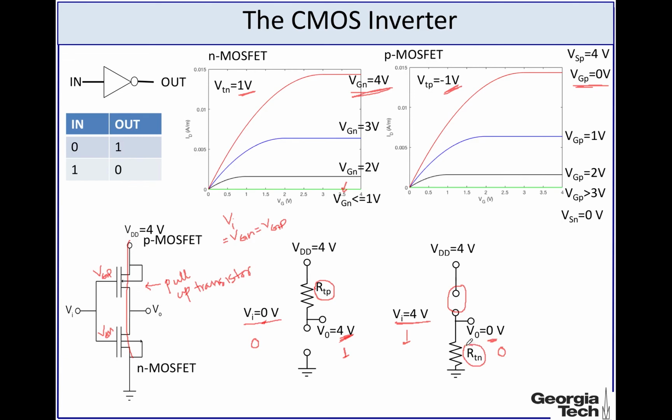Again, in this case, when the input voltage is 4 volts, the output voltage is pulled down to 0. The action of the N MOSFET is such that it tries to pull the output voltage to 0, and as such this N MOSFET is also called the pull-down transistor.